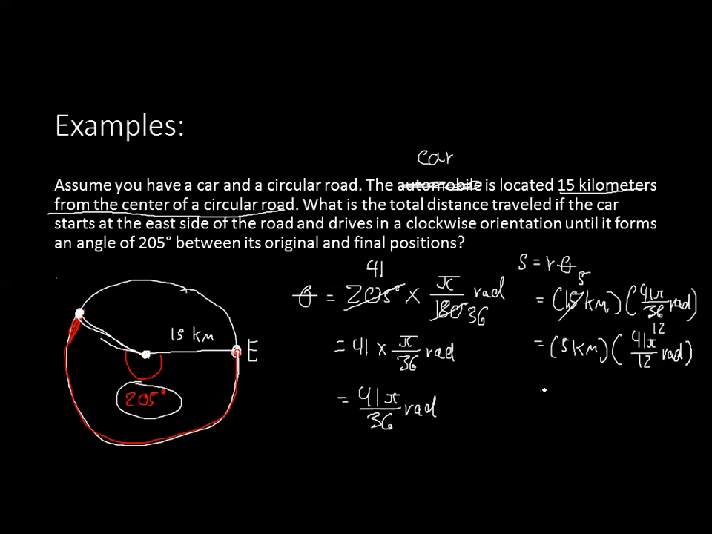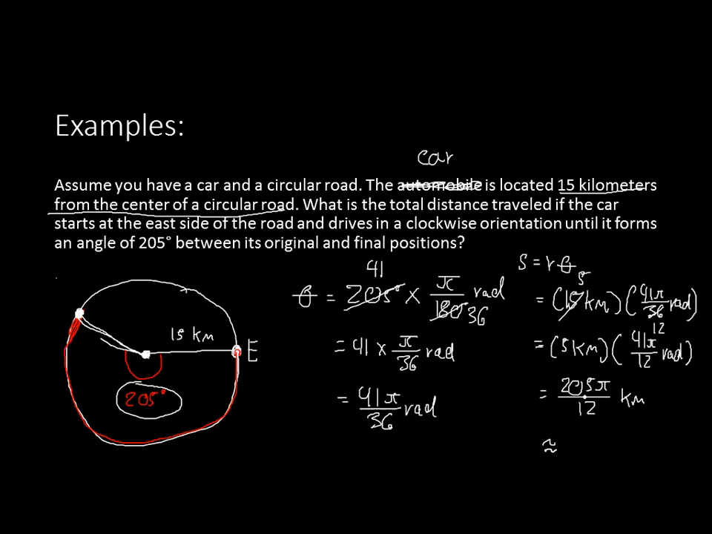Now we can simplify and find the answer. 5 times 41, we will have 205 pi over 12 kilometers. Now we can approximate this, because in reality there's no such thing as this; it should be approximated. So we're going to approximate it up to 2 decimal places.